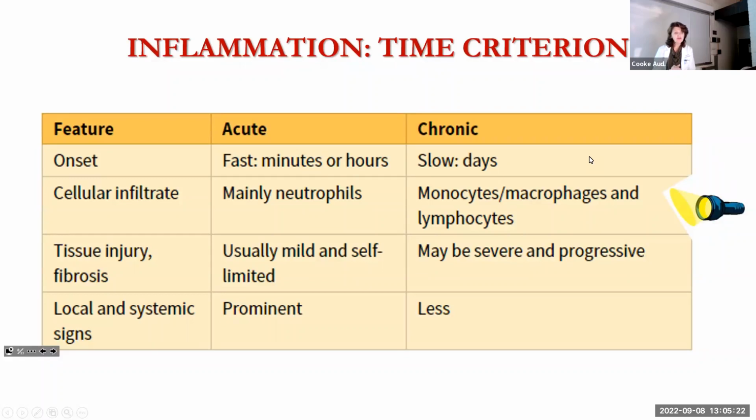As opposed to acute inflammation, in chronic inflammation the onset is slow. This is a protracted reaction. The cellular infiltrate is different. You will not see neutrophils in the tissues at the place of the injury, but you will see mostly monocytes or macrophages and lymphocytes. The injury may be severe and progressive, but the local and systemic signs are less.